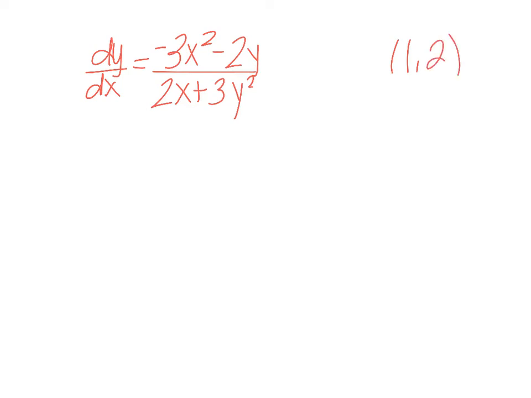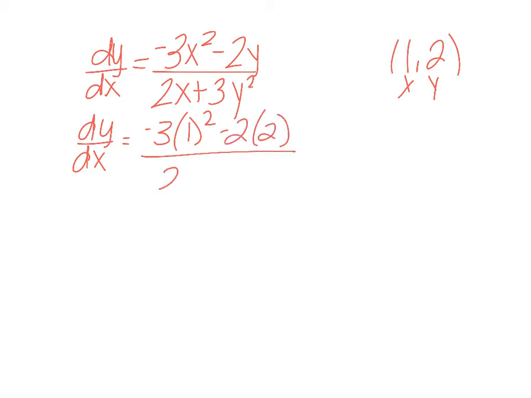So all I'm missing is the derivative, which is just going to be the slope. And here I have my x and y that I can plug into. So my dy/dx is equal to negative 3. Plug in the x first. So we have 1 squared minus 2 times y, here's your y, times 2 over 2 times 1 plus 3, 2 squared.